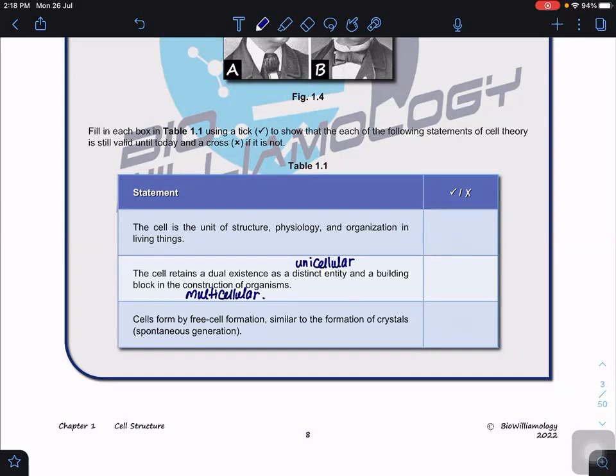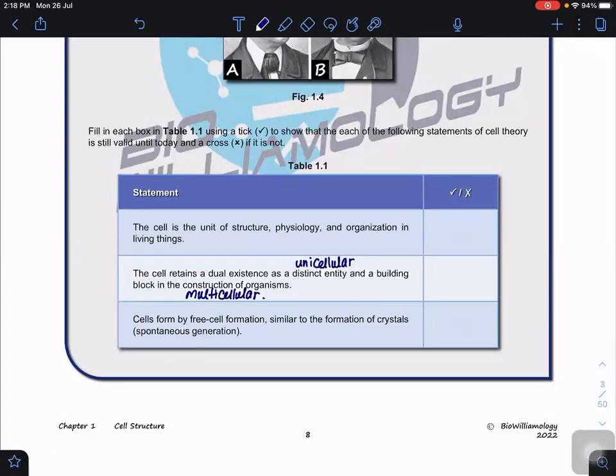The third statement says cells are formed by free cell formation, similar to the formation of crystals, known as spontaneous generation. So this is something fun. What is spontaneous generation? There were scientists who observed some phenomenon in their surroundings. One of them looked at meat. They put the meat on the table and observed it. One day, second day, third day, then they realized that maggots came out from the meat. You know the maggot, the larvae, right? The maggots came out from the meat.